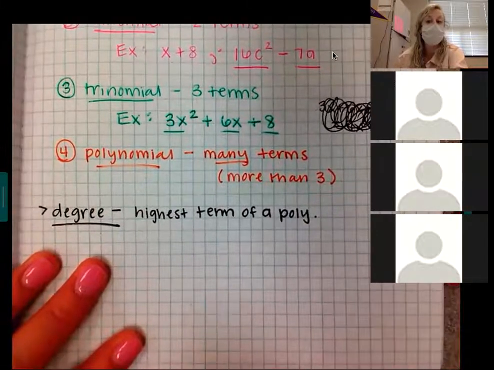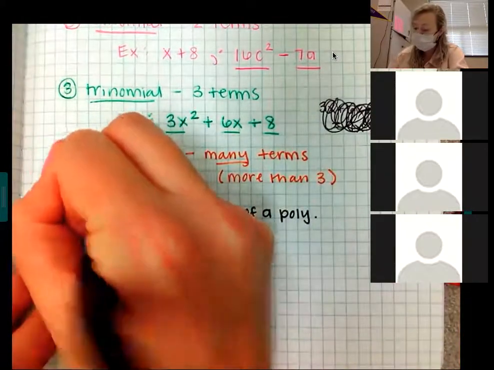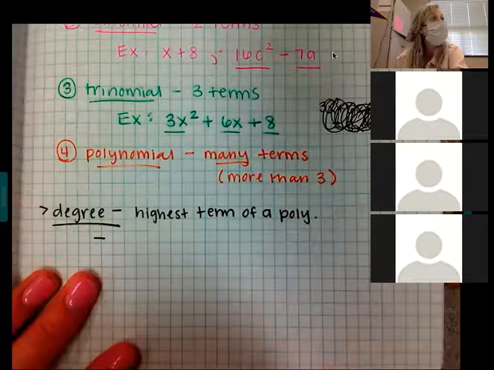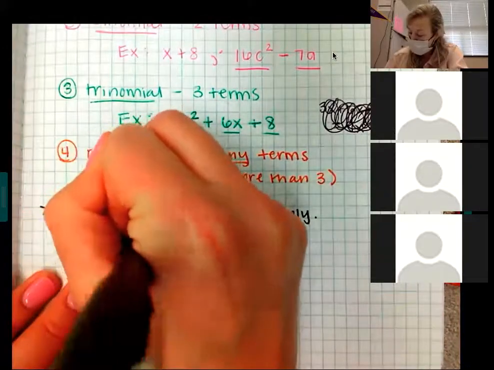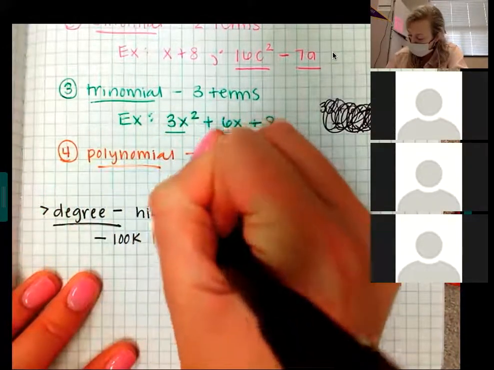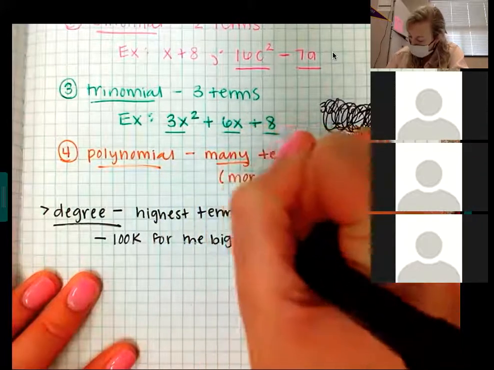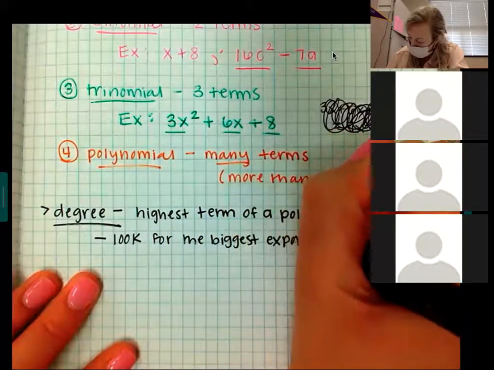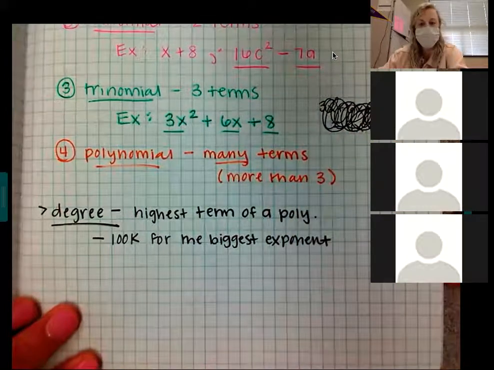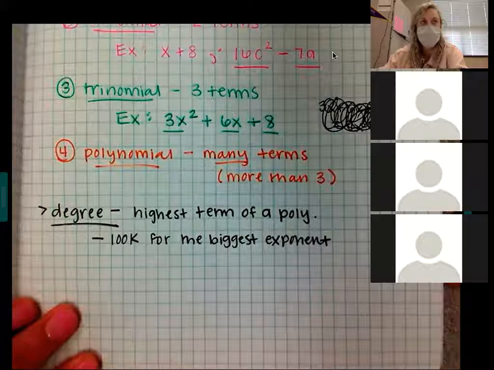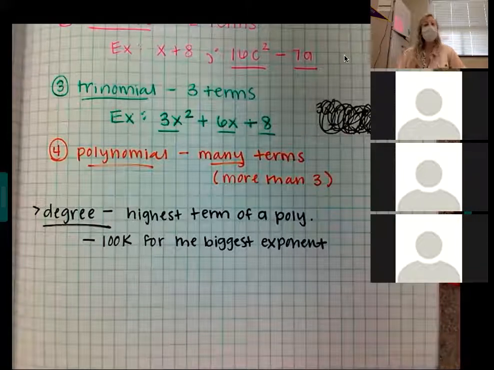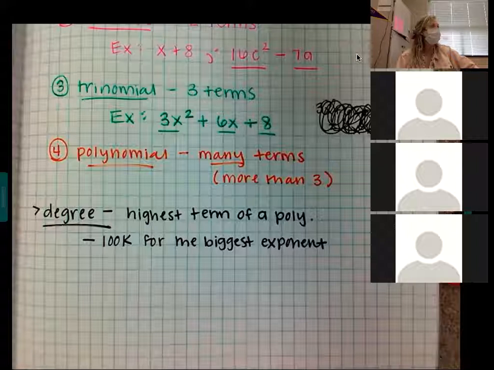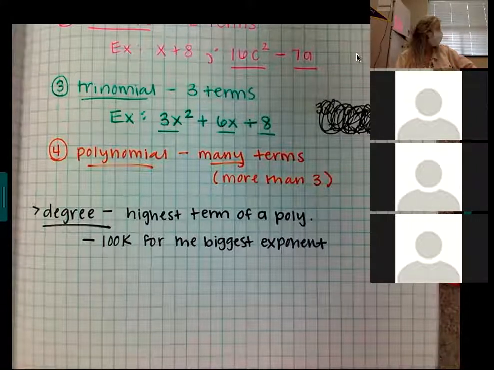Remember, I'm going to abbreviate. And to find that biggest term, you're going to look at the exponent. So the highest term of a polynomial is just the biggest exponent. I'm going to give y'all a second to get caught up and copy. All right, so do we feel like if I gave y'all a polynomial, y'all could tell me the biggest exponent and how many terms it had? Do we feel like we could do that?